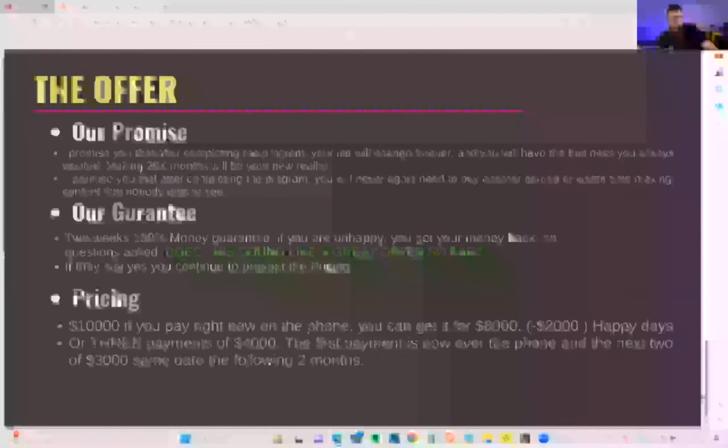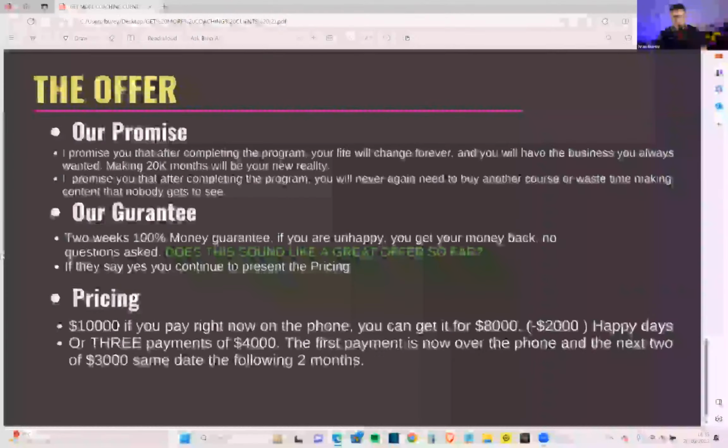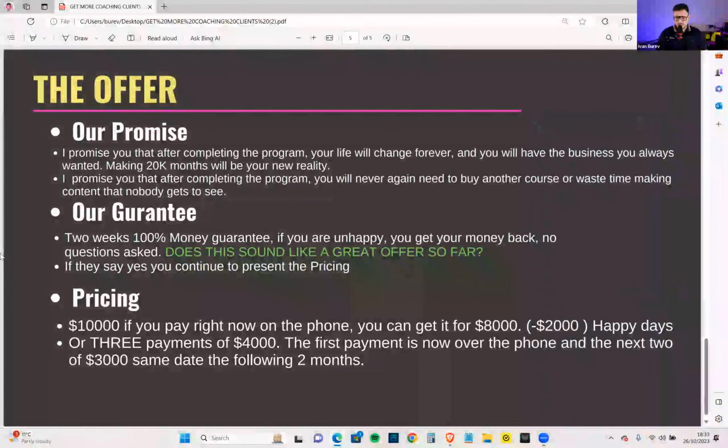The other way is, if they say that's too much, I like to split things maximum in three payments. I never do more than three payments. And in this case scenario for the exercise, because it's $10,000, you should always ask the big amount of money, in this case the $4,000, to be paid right now over the phone or over Zoom while you're making the deal. And then the next two payments of $3,000 will come on the same date the following two months. And like this, if they pay $4,000 and they have a money-back guarantee, right? You don't have a lot to lose.